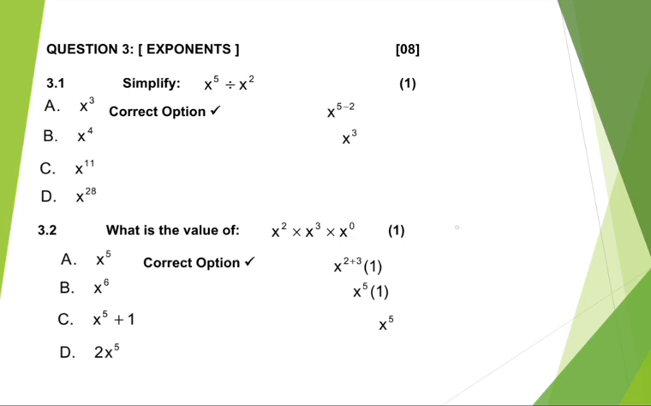Then we've got x to the power 5, which is our correct option, option 1. Looking at it another way, since we've got the same base, you can also use x to the power 2 plus 3 plus 0, because all of them are exponents. That gives us x to the power 5.